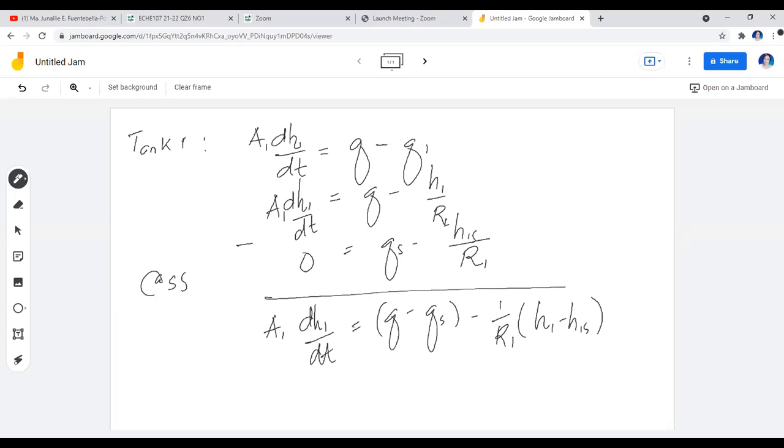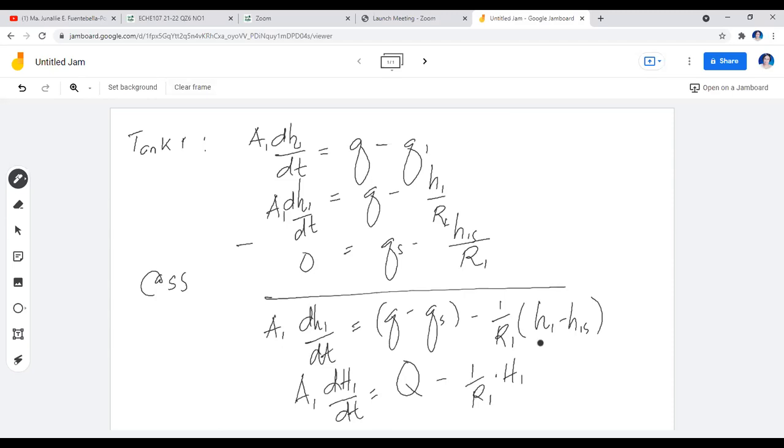I have already illustrated the concept of the deviation variables in the first part of this module. So I'll go directly to changing the small h1 to capital H1 dt. And I will now change Q minus QS to capital Q, the deviation variable. And I will have 1 over R1 times capital H1, the deviation variable equivalent to h sub 1 minus h sub 1S.